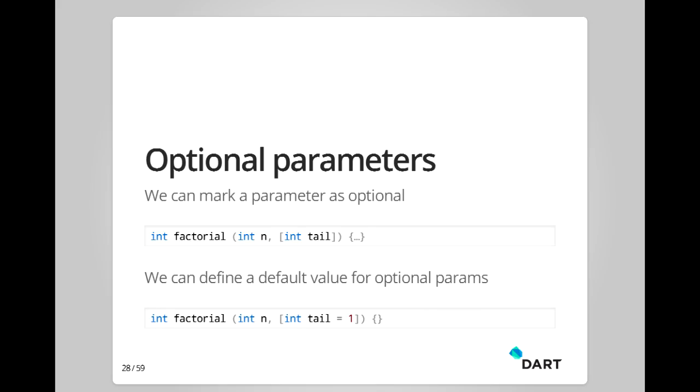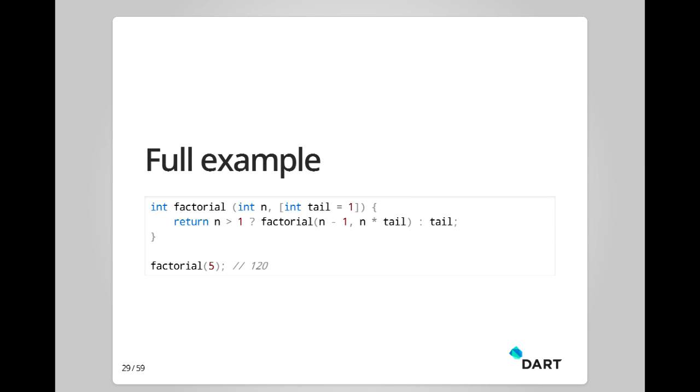Dart has special syntax for optional parameters. If we have a function that accepts optional parameters, we can put the list of optional params in square brackets. We can also, like in C# or PHP, define a default value for the optional params. Here's a full example of the factorial function using tail recursion.